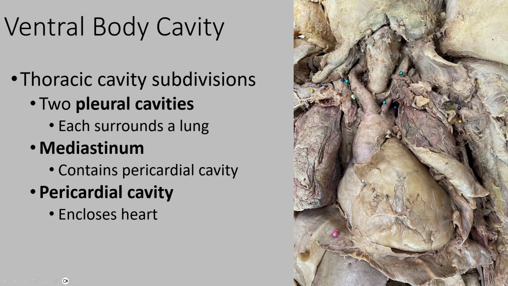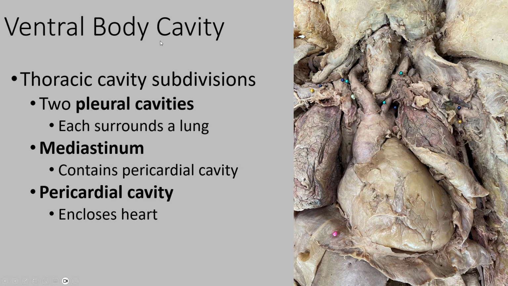So let's kind of back it up. The heart sits within the pericardial cavity. The pericardial cavity sits within the mediastinum. The mediastinum sits within the thoracic cavity, which also happens to have two pleural cavities. And the thoracic cavity is the superior portion of the ventral cavity. It's kind of like those nesting dolls where you open one doll and there's another doll inside, and then you open that and there's another doll inside. That's what's going on with the ventral body cavity.